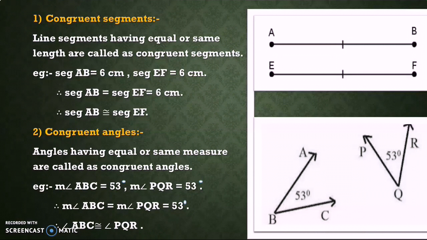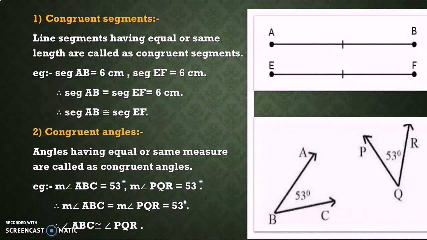Have a look at an example. Segment AB is equal to 6 centimeters. Segment EF is equal to 6 centimeters. As both the segments have the same length, we will write, therefore, segment AB is equal to segment EF is equal to 6 centimeters. As both segments have equal length, we will say that both the segments are congruent. So we will write by putting the symbol of congruence. Therefore, segment AB is congruent with segment EF.